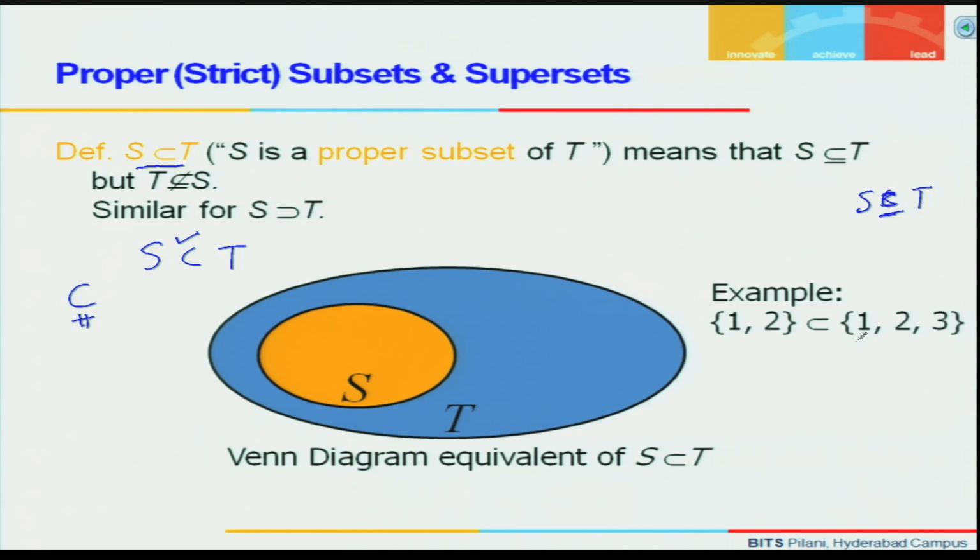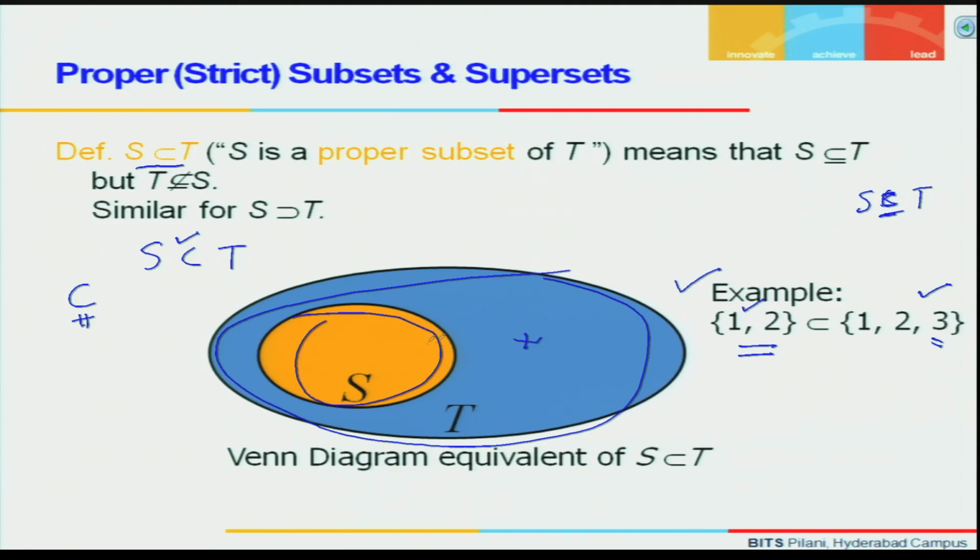For example, you have got a set {1, 2, 3}, you have got another set {1, 2}. {1, 2} is a proper subset of {1, 2, 3} because there exists an element which is not there here. Hence, it is a proper subset. Diagrammatically, if this is a set T and this is a set S, and there exists an element here which is there in T but not in S, then we say S is a proper subset of T, otherwise not.